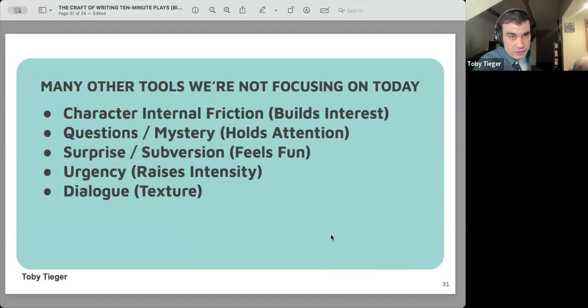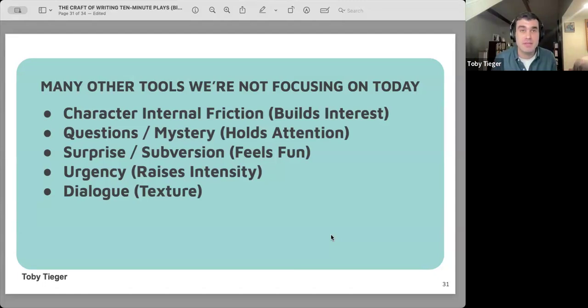Characters having internal friction. When you have different things inside of the character that are rubbing up against themselves, that is what builds interest in a character. When you have questions and mystery, that is what holds the attention of the audience. When you have surprises, that is what creates that feeling of fun for an audience. When you have urgency, a time clock, something needs to happen by this time, that raises the intensity for the audience. There are so many different things that you can do, but all of those things are not as important for a 10-minute.